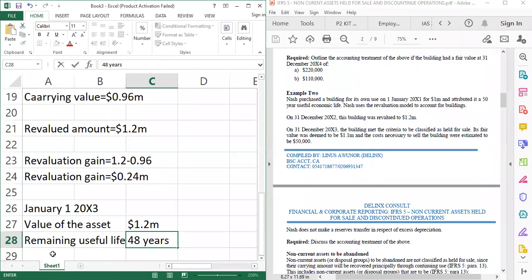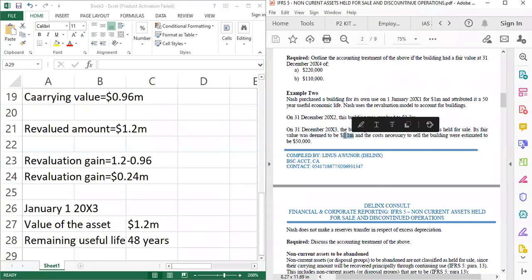So when was the next revaluation done? Okay. On 31 December 2x3, the building met the criteria to be classified as held for sale. Its fair value was deemed to be 1.1 million. So we revalue the asset before we classify it. All those assets that are carried under the revaluation model, whenever we are going to classify them as held for sale, you revalue them before you classify them.